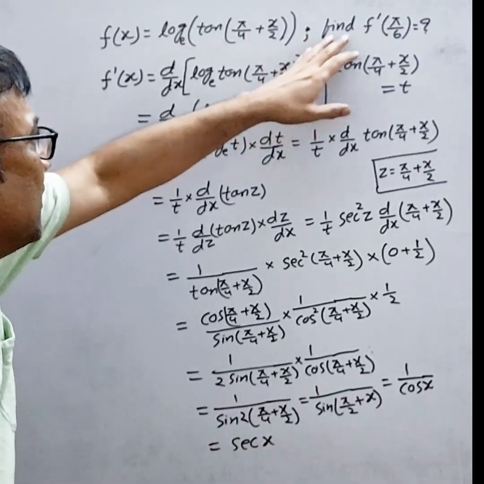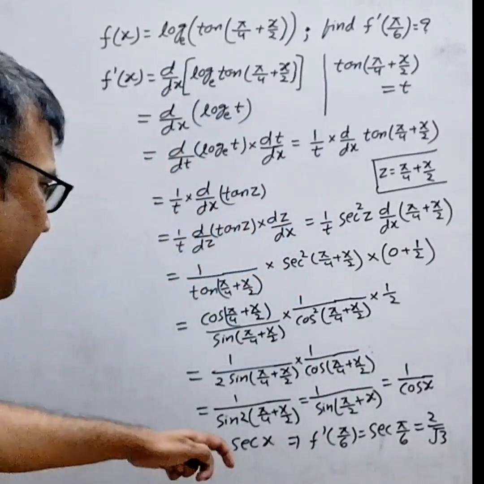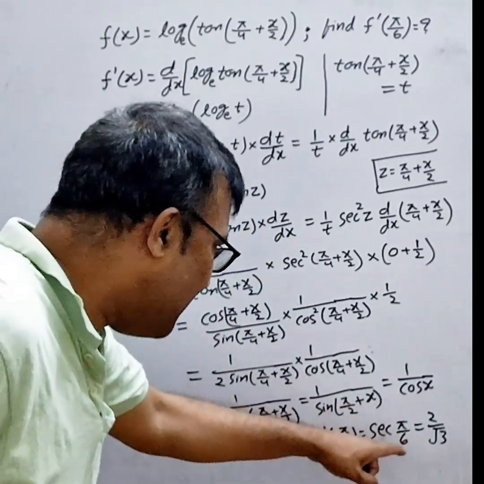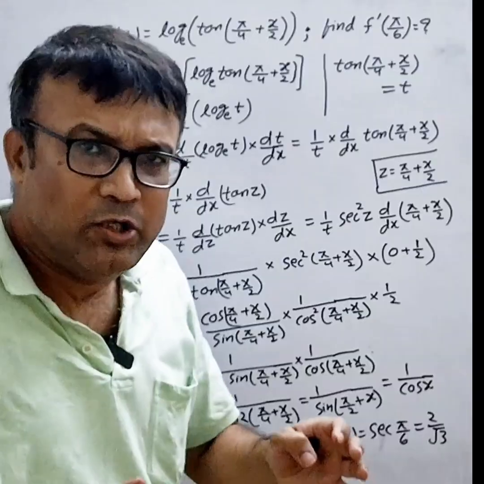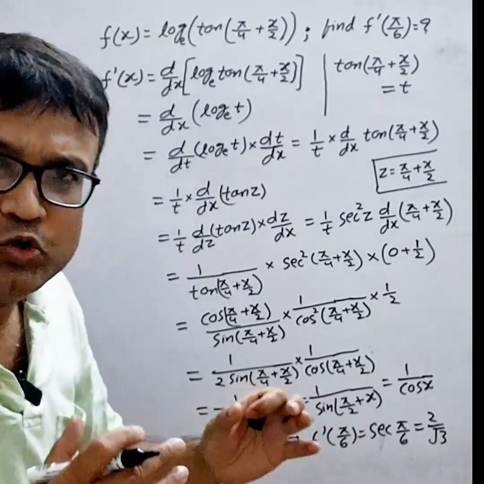Now we have to find the differentiation value at pi/6. So f'(pi/6) will be sec(pi/6), whose value is 2 by root 3. So the value of f'(pi/6) is 2/root 3.